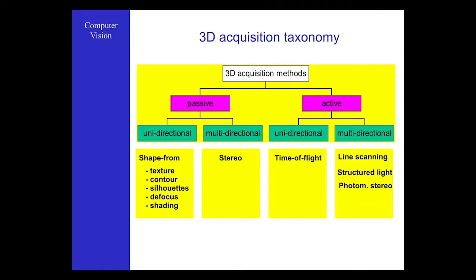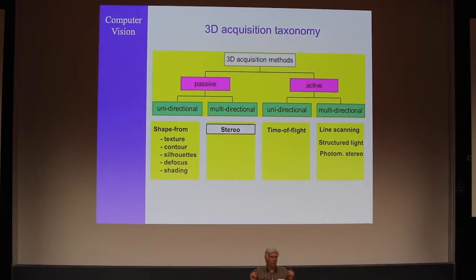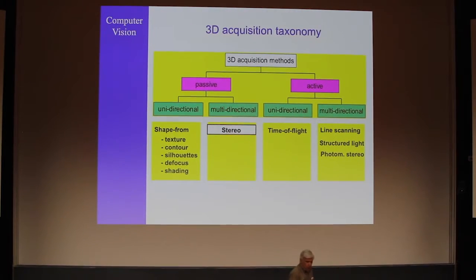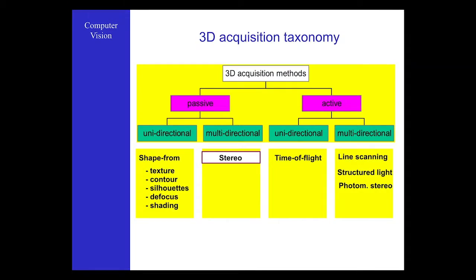Now, the first method that we want to deal with is stereo. And stereo is a method we humans are also used to, because of course we have a stereo system in our own head with our two eyes, because that is what stereo is about, using two cameras positioned at different places. So let's look at the mathematics behind stereo.